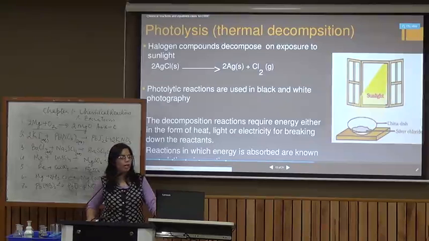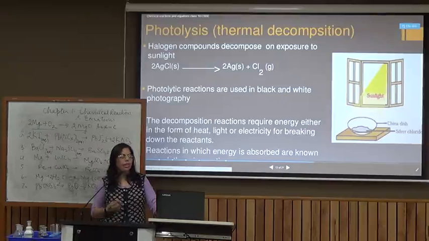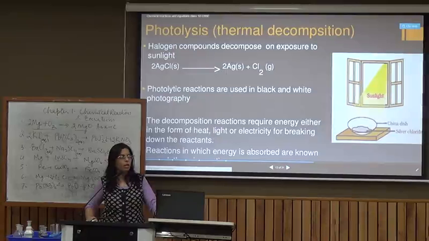The decomposition reactions require energy. If heat is used, then they are called thermal decomposition reactions. If electricity is used, they are electrolytic decomposition reactions. And if sunlight or light is used, then it is photolytic decomposition. So we have learned 3 types of decomposition reactions.